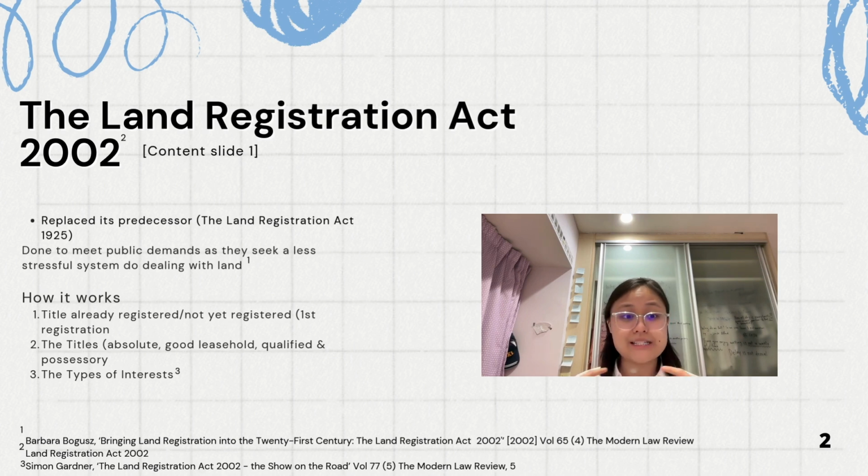The fourth being possessory title. This is where titles cannot be proven. So it is not perfect at all. There is no full information disclosed, and there's zero documentary evidence as to their title to the land.